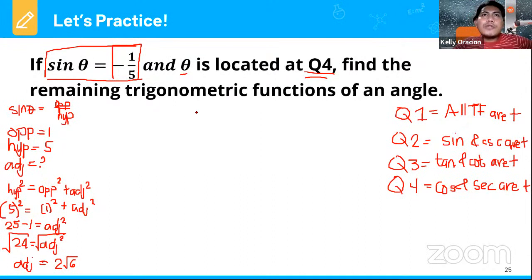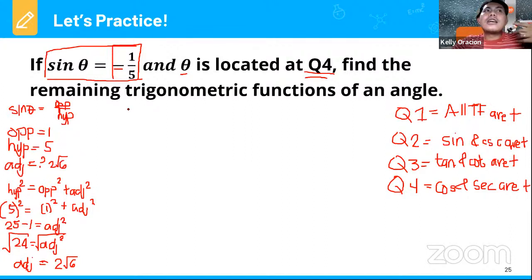Okay, Tupas asked, Sir, what happened to the negative? That's a good question. Later na natin siya i-cater. Again, yung sign na yan, wag niyo munang i-mind. Later na natin malalaman. May purpose din yan. So our adjacent is 2 square root of 6.